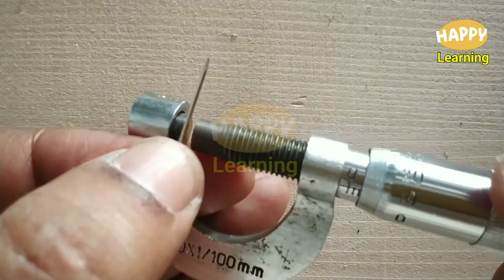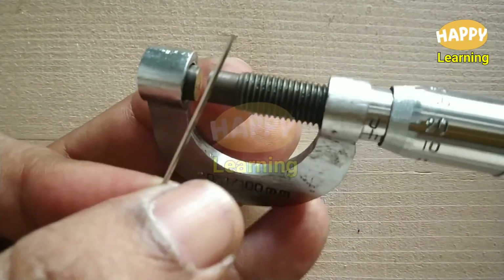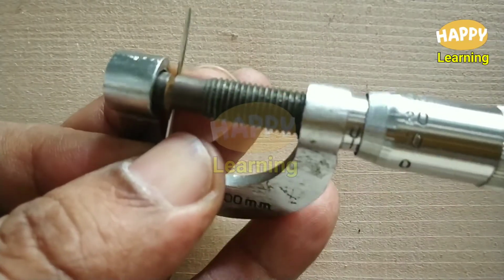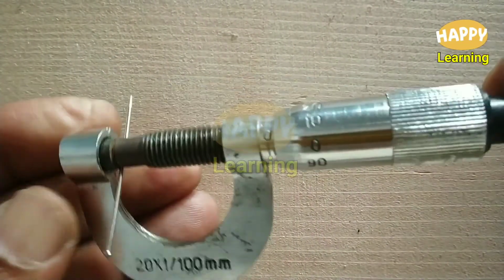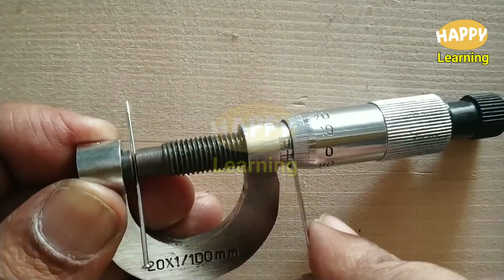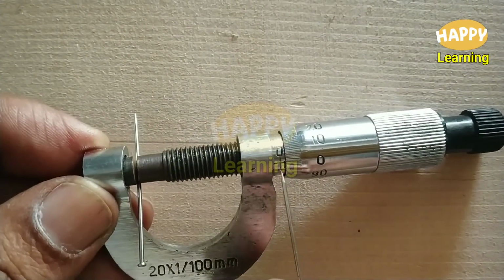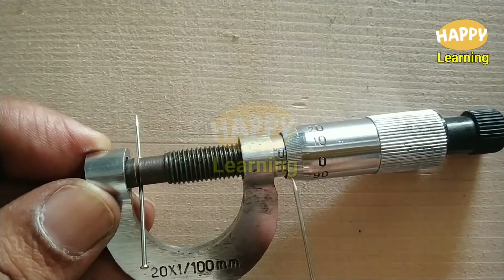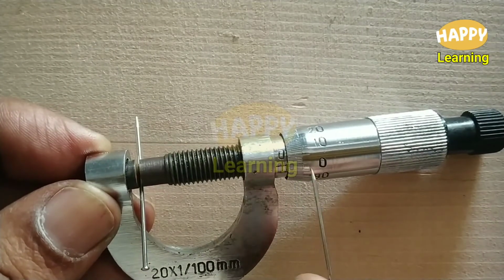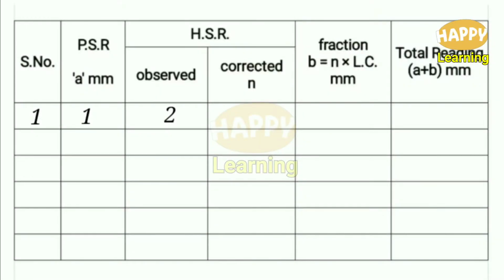Then this wire is removed and again fitted at some other point between these two shafts. Once again, note down the pitch scale reading. This is equal to 1. Here the pitch scale reading is equal to 1 and the head scale reading is 0. So pitch scale horizontal line is exactly showing 0 on the head scale. So head scale reading is 0. So serial number 2, PSR 1 and HSR observed is 0.